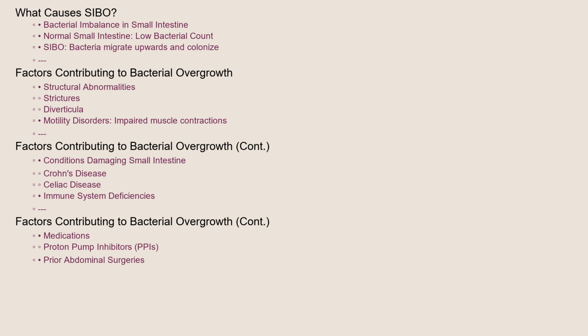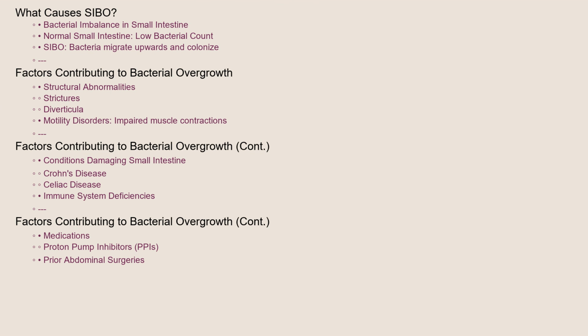The root of the problem lies in an imbalance of bacteria in your small intestine. Normally, the small intestine has a relatively low bacterial count compared to the large intestine. However, in SIBO, bacteria from the large intestine, or even bacteria that are not normally present in the digestive tract, migrate upwards and colonize the small intestine. Several factors can contribute to this bacterial migration and overgrowth.